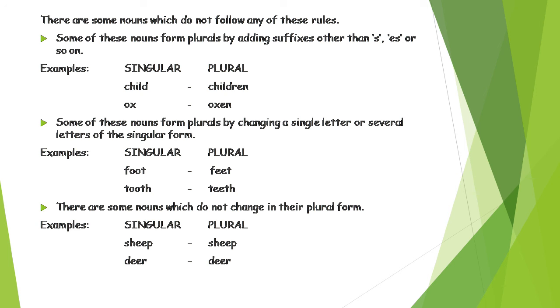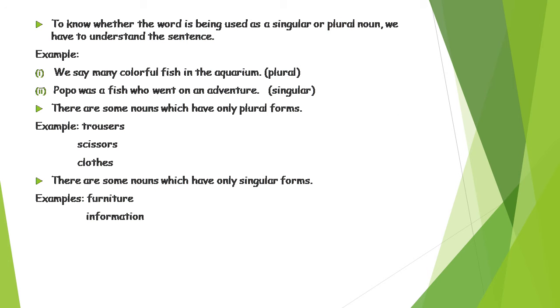There are also some nouns which do not change in their plural forms, which means there is no change in their plural and singular form. Like sheep remains sheep itself and deer remains deer itself.